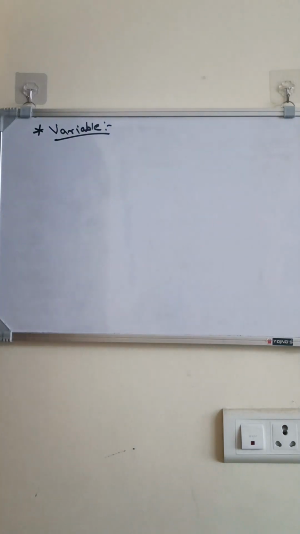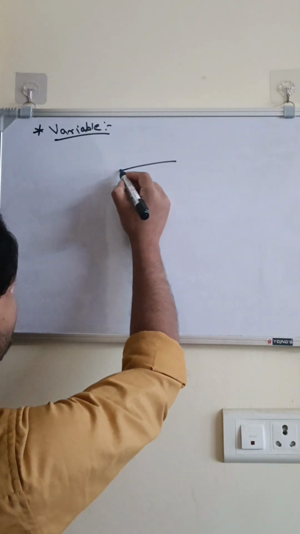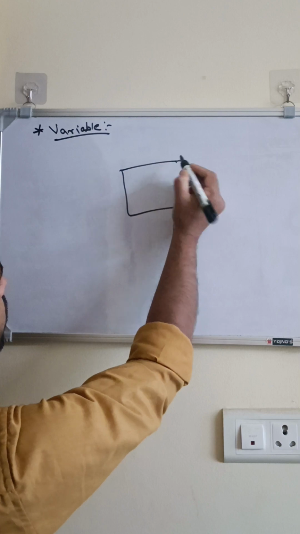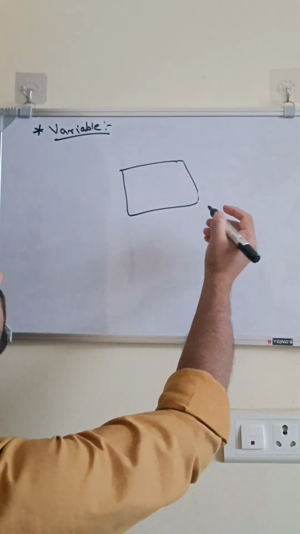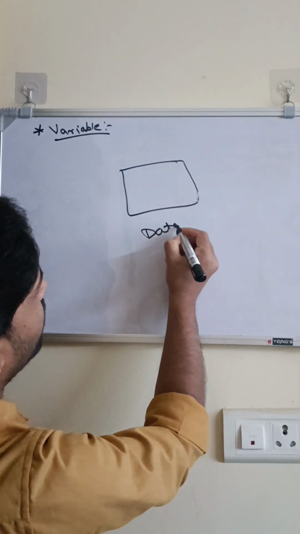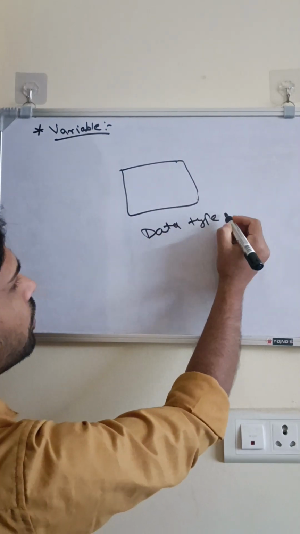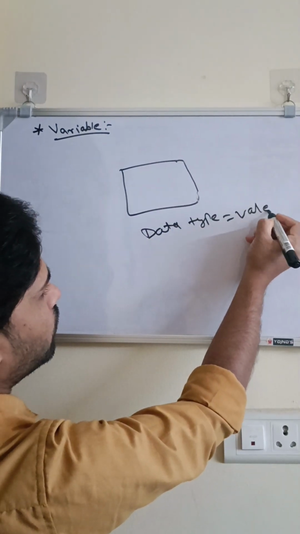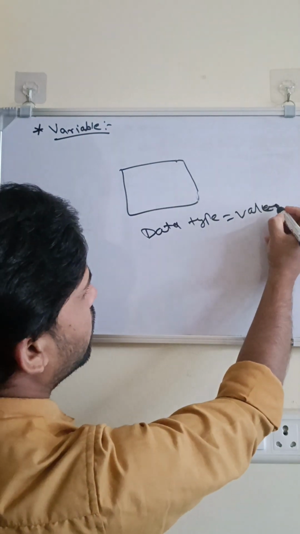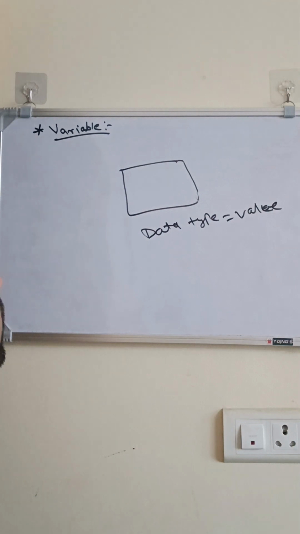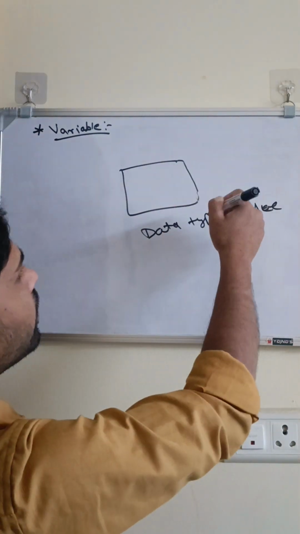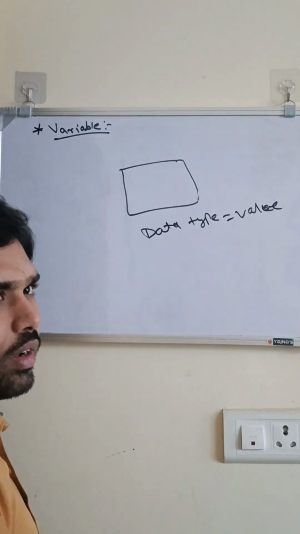A variable is one type of container where we are going to store the data type value. The value we store in that container is known as the variable. So this is one type of container where we will store the value of some data types.